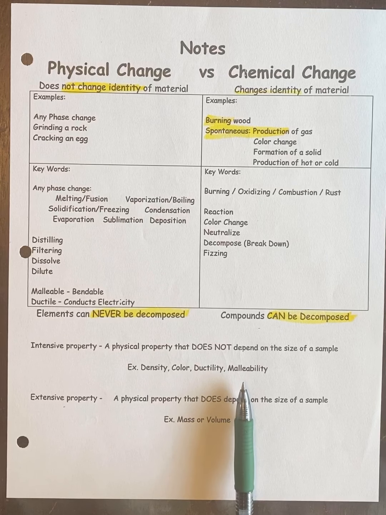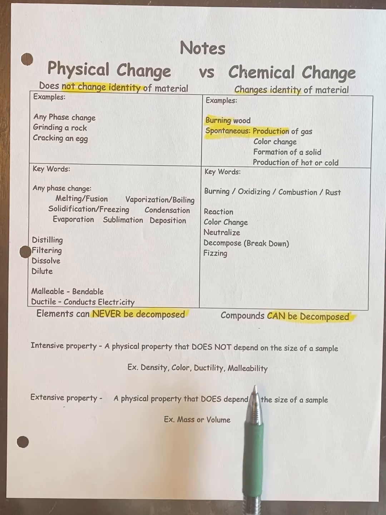Malleability: a little cube of silver could be bent or hammered into sheets or made into wire the same way that a big one would. The only difference is the little one wouldn't make as much because it's smaller. Extensive properties are properties that do depend on size.